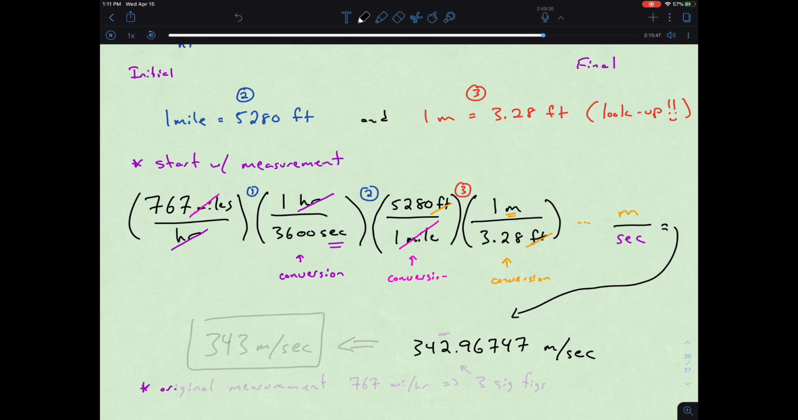Right, the original measurement, the 767 miles per hour only has 3 sig figs, so we should be looking at this number for our boundary of units, and so that means our final answer would be 343 meters per second.